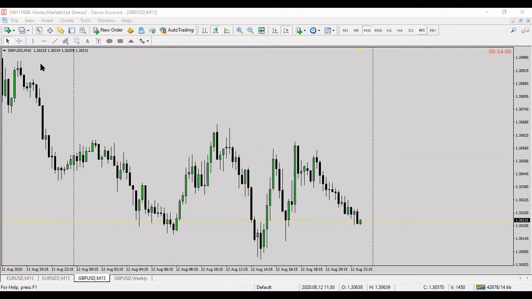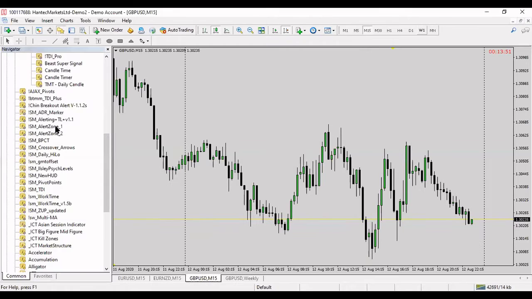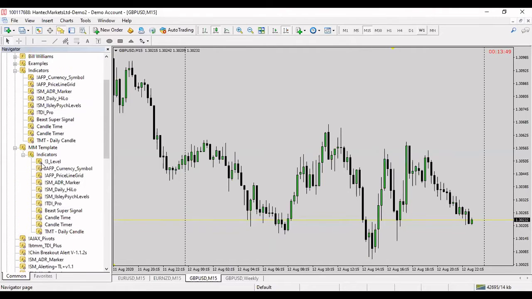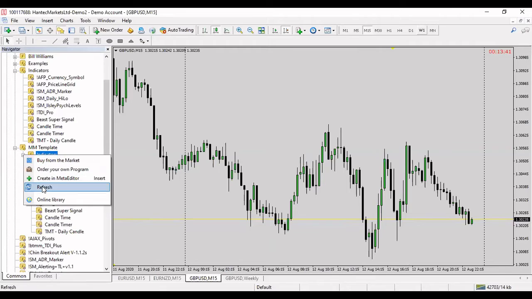When you come back here, you click on this icon with the, what color is this? Yellow. This icon with the yellow folder and the yellow star. Click on it. Then you come over here. You see they've written indicators. What you want to do is place your cursor on the indicators, then right click, then click on refresh.